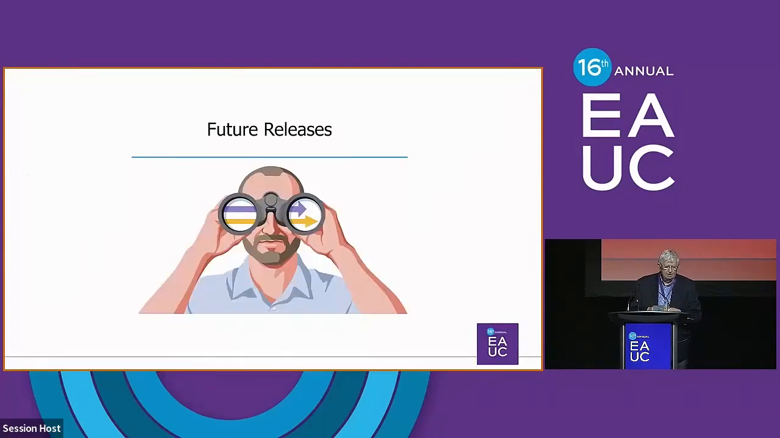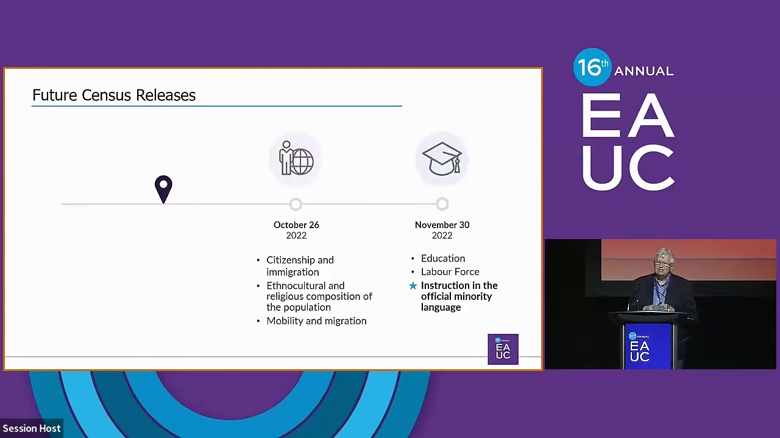What's ahead? I mentioned 2 more releases from StatsCan. Late October, we'll see data on immigration, citizenship, religion, and also mobility, and then a final big release on education, the labor force, a little bit of data, new data on language.